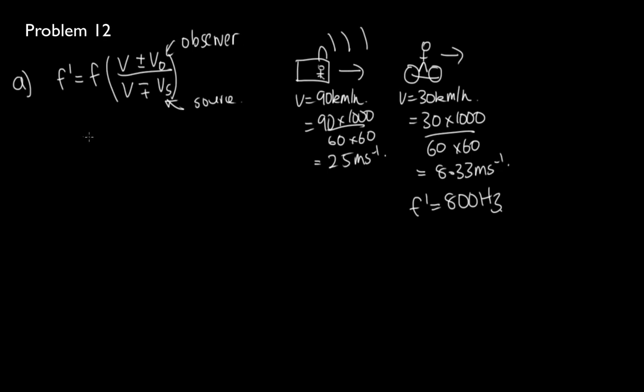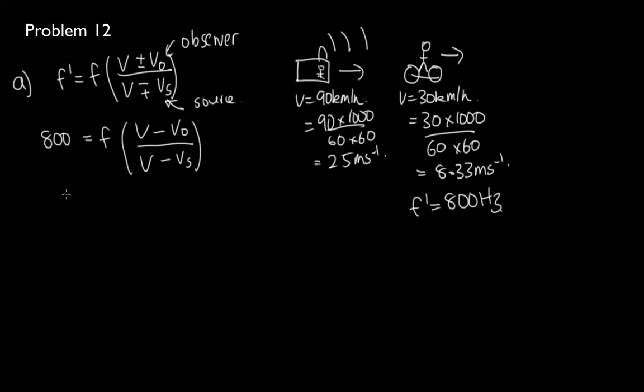So in this case, we know what f dash is. F dash is the 800. So we've got 800 is equal to the frequency of the source, which is what we're trying to find. Now, in this case, the observer, you on the bicycle, are moving away from the ambulance. And so we'll need minus VO over, and now in this case, the ambulance, the source, is approaching you. So we've got V minus Vs.